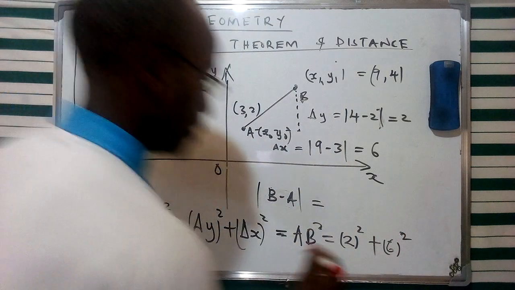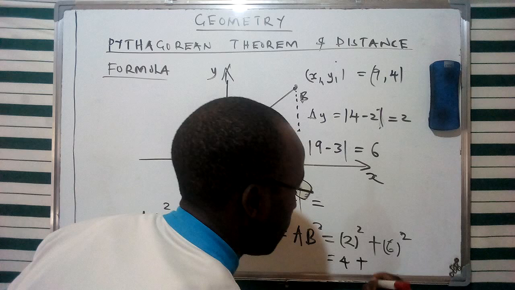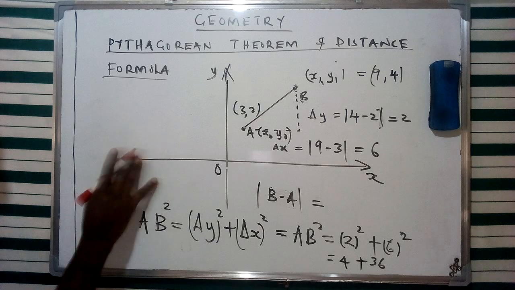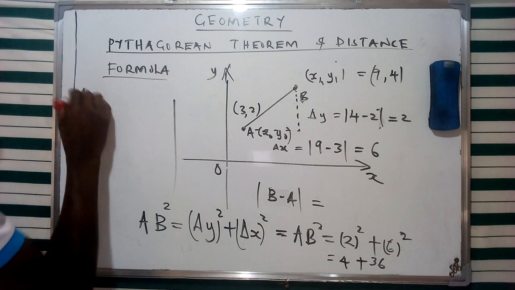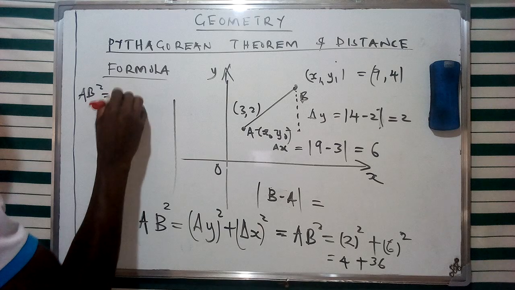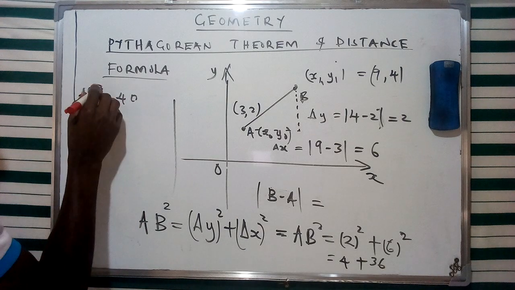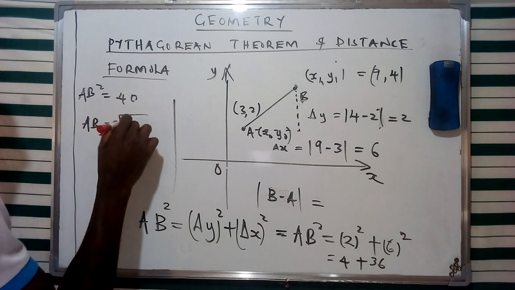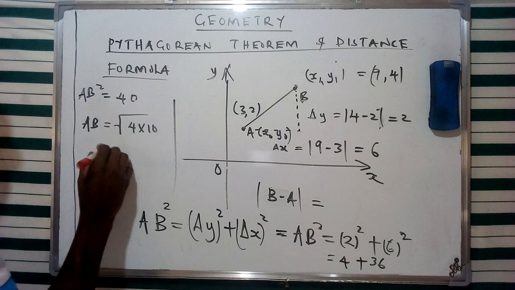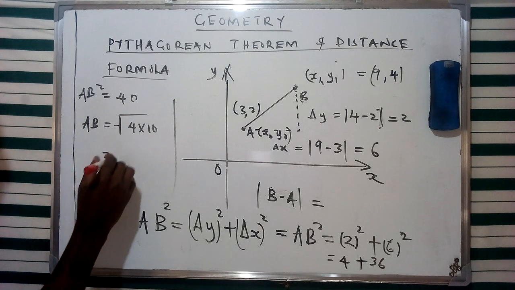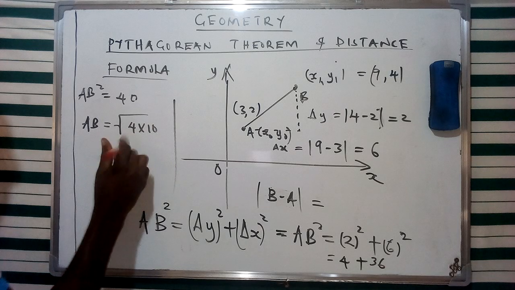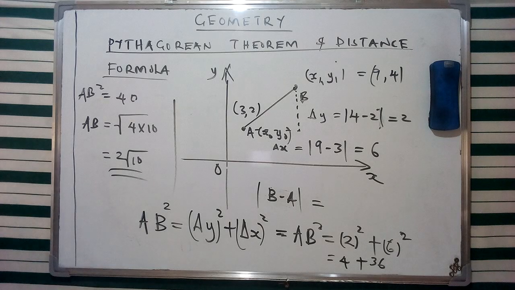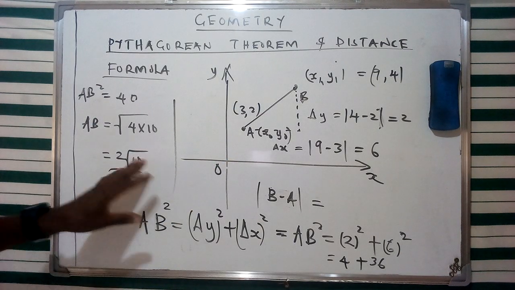Just to do an evaluation of this, this is 4 plus 36. So I'm going to have the square of AB given as 40. So the absolute value for this is going to be a positive value, which is the square root of 4 times 10, and using the laws of radicals, we find this given as 2 root 10 in terms of length, maybe in centimeters. This is going to be a length in terms of a unit.